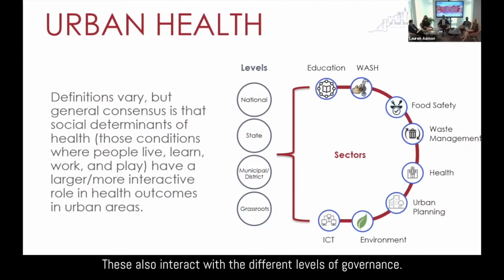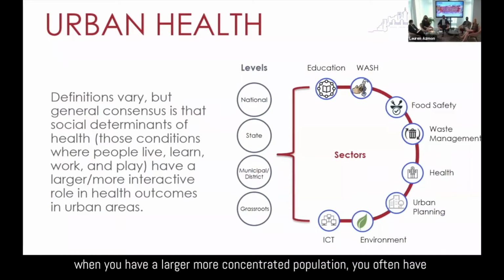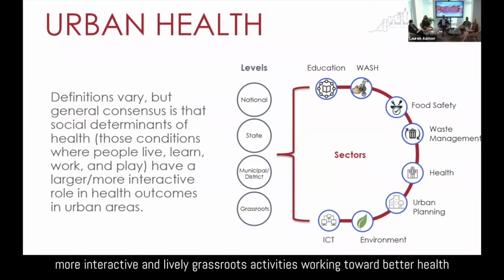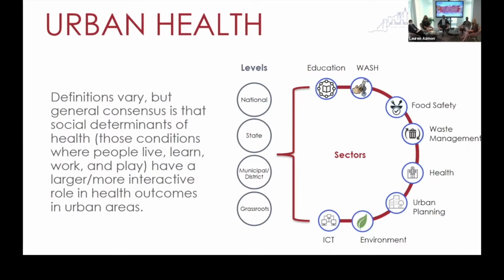These also interact with the different levels of governance. And in urban areas, these lines of responsibility and funding overlap more and interact more from the national to the state to the municipal level, and in those cases where there's districts as well as the district level. One final component that makes urban health different than public health or rural health is that when you have a larger, more concentrated population, you often have more interactive and lively grassroots activities working towards better health.